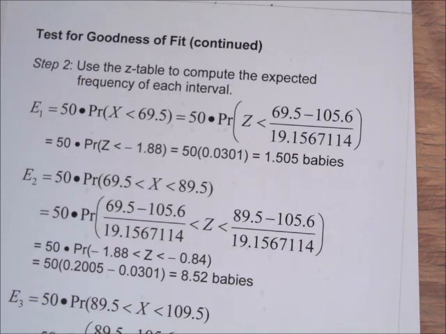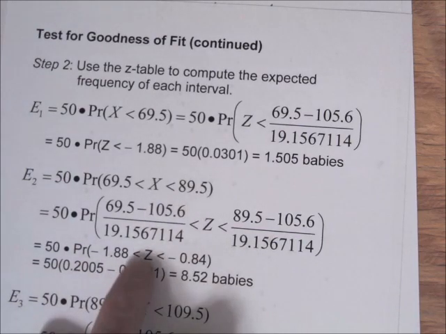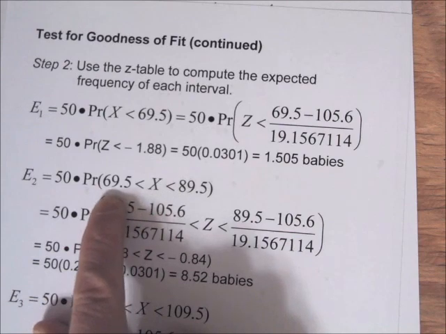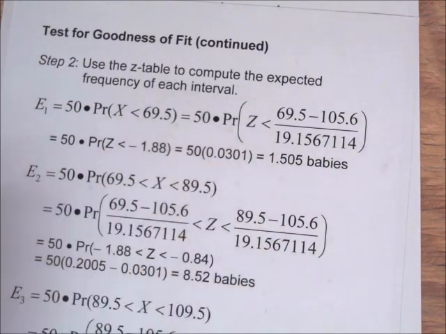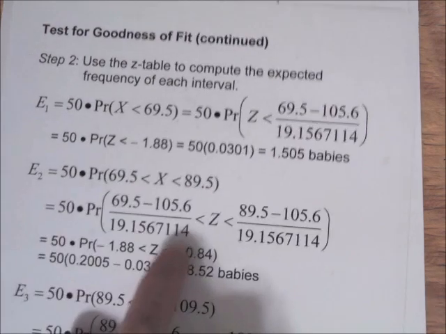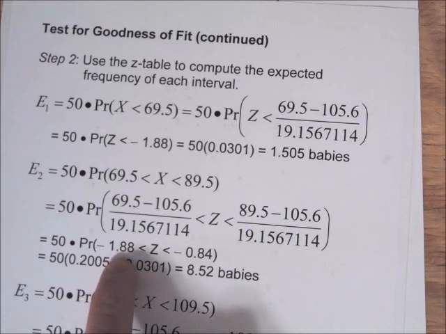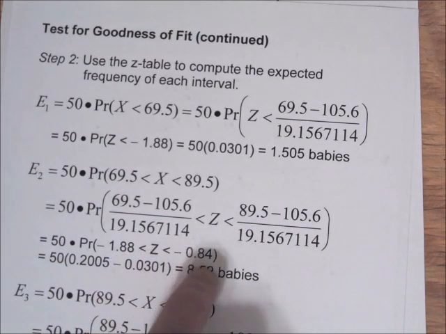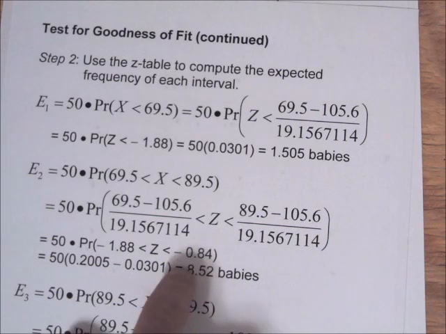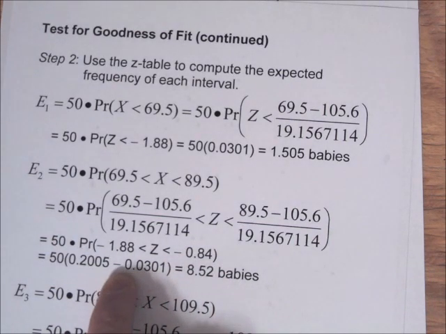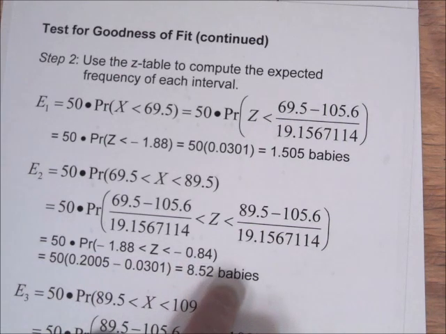The second expected value, also multiplying the probability by 50, is for the probability that x is between 69.5 and 89.5, assuming x is normal. Convert to z-scores by subtracting the mean and dividing by the standard deviation. So we get the probability that z is between negative 1.88 and negative 0.84. We look up both numbers in the table and subtract, and then multiply by 50. We get 8.52 babies.